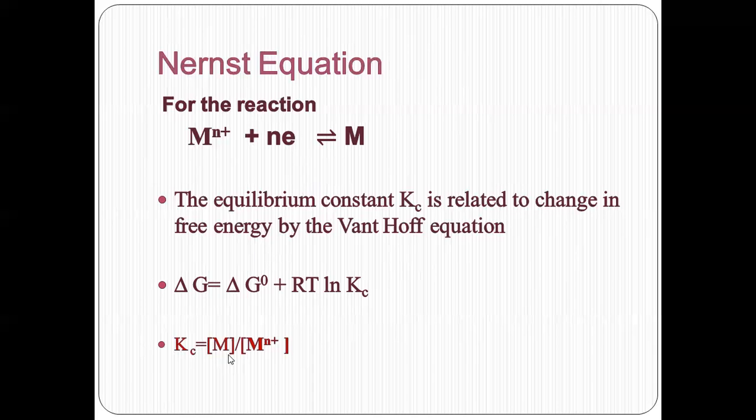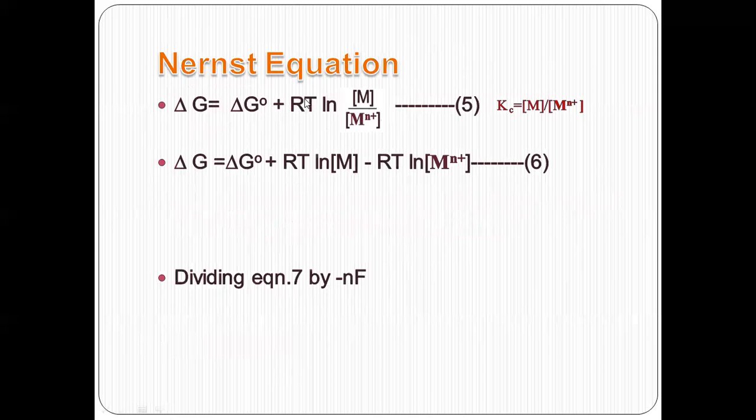The Kc value is given based on the above reduction equation. Kc is equal to M by M^(n+), that is, product by reactant. Product is M and the reactant is M^(n+). Now we substitute that Kc value into the van't Hoff equation: delta G equal to delta G naught plus RT ln of M by M^(n+). We rewrite the next equation: delta G equal to delta G naught plus RT ln M, and instead of dividing by M^(n+), it is written as minus RT ln M^(n+). This is given as equation number 6.